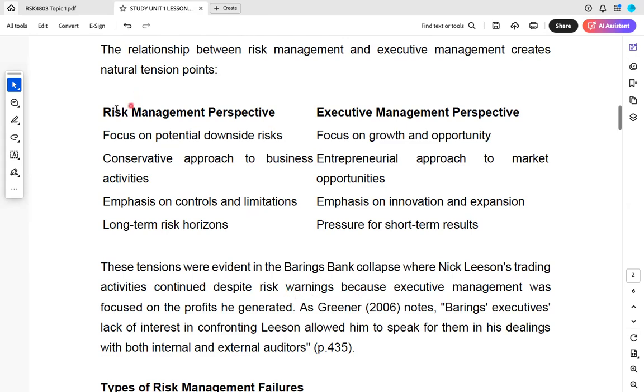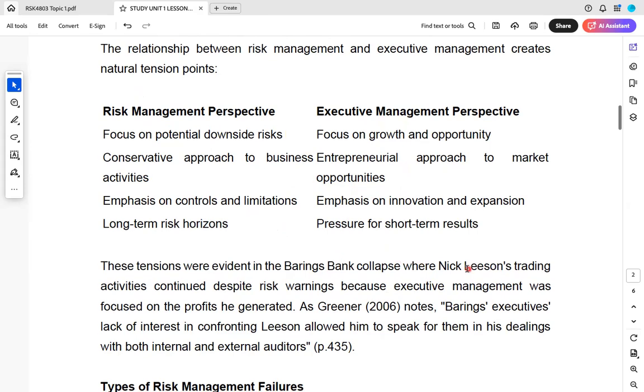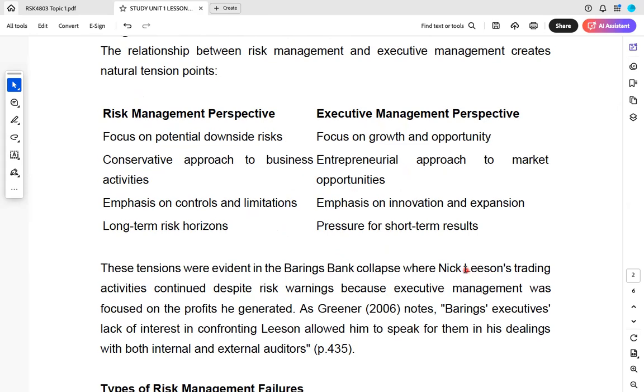There was a risk management perspective where there were risk warnings with regards to what Nick Leeson was doing. But the executive management perspective was trying to get profits and growth. Nick Leeson seemed to be performing well initially and there were profits, but then he became riskier and riskier in his trades. And he was given carte blanche and freedom to continue with his trades because the executive management perspective in this case focused on the profits he was generating and not the risks he was taking on.